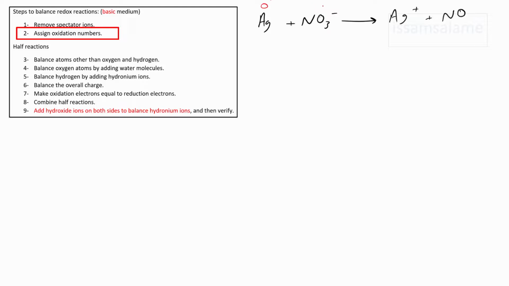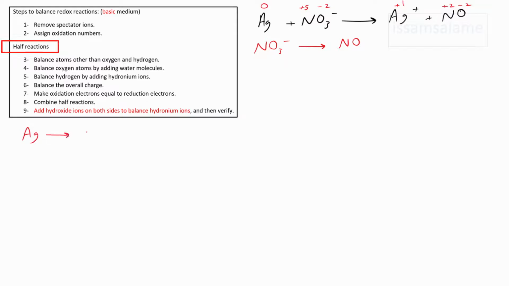So the oxidation number for silver is 0, for oxygen is -2, we do the math, then we can find that the oxidation number for nitrogen is +5, on the other side +1 since it's an ion, -2 for the oxygen, +2 for the nitrogen. And now we have to split this reaction into two half reactions. It's obvious that here we have silver changing to silver ion, and nitrate changing to nitrogen oxide.